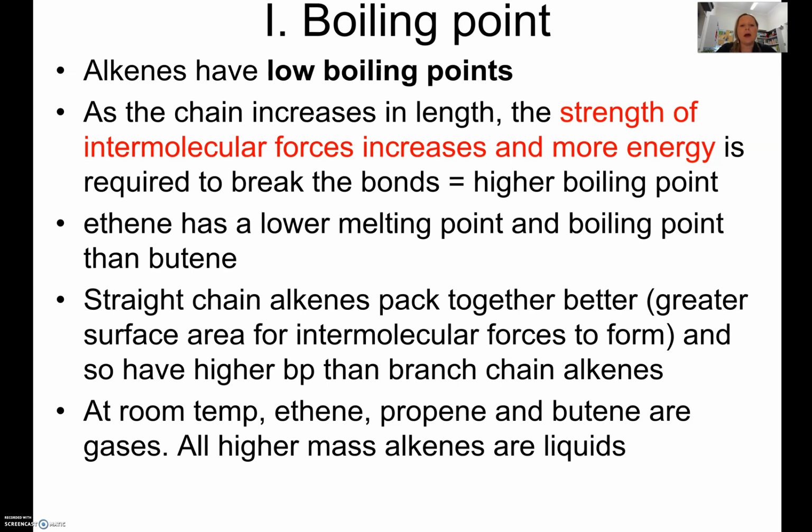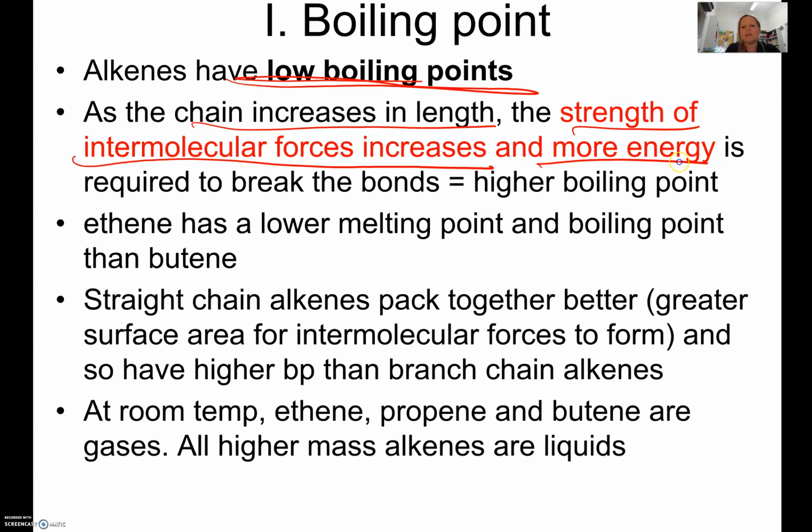Okay, so boiling points, so this is what we were just talking about. They've generally got low boiling points like alkanes because they're just non-polar. But as I said, as the size gets bigger, as the chain length increases, the strength of the intermolecular forces increases, and more energy is required to break those bonds. So whenever you're talking about boiling point, you must link in the energy and the strength of the intermolecular forces. So that's why ethene will have a lower boiling point than butene, because it's smaller.